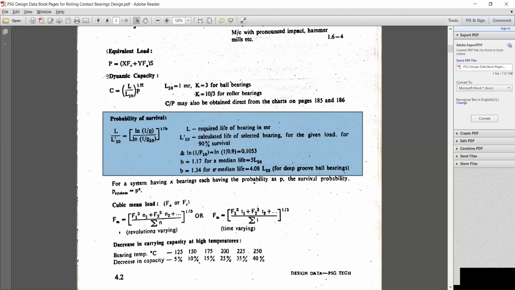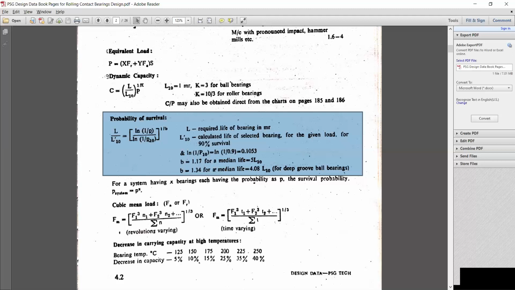तो उसके लिए हम लोग ये probability of survival equation use करेंगे, where L is the required life of bearing in million revolution, L dash is life of selected bearing for 90% of probability of survival. Where R is the reliability of bearing, that is 98, that means R is equal to 0.98, and R10 is the reliability of survival for 90%, so R10 is equal to 0.9.